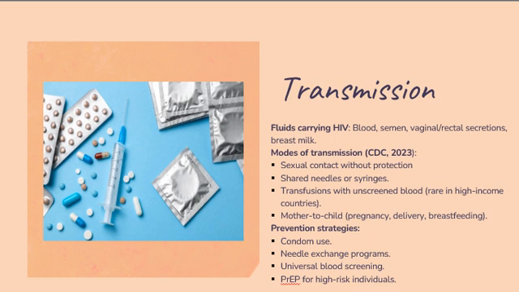Therefore, prevention is crucial and includes mostly use of condoms, exchange programs on how to use sterile needles, routine blood screening, and the use of PrEP, commonly known as short form for pre-exposure prophylaxis, and that is for those who are at high risk of the disease.